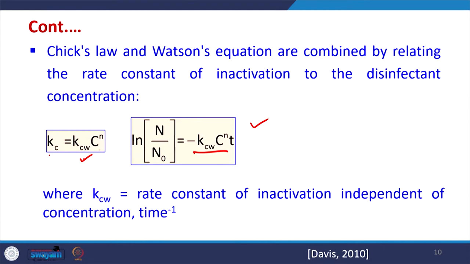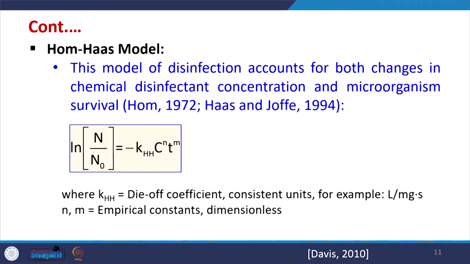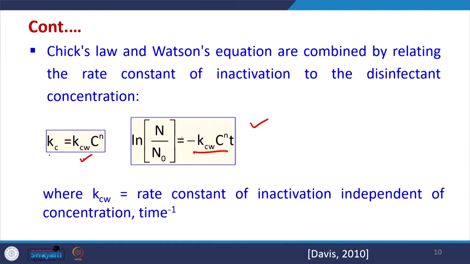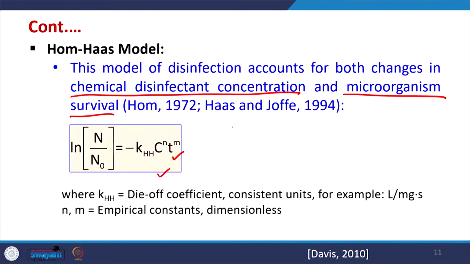So, Kcw is the rate constant of inactivation independent of the concentration, whereas Kc was considered to be dependent upon the concentration of the disinfectant. Then there is another model which is called the Hom-Haas model, and this model of disinfection accounts for both changes in the chemical disinfection concentration and the microorganism survival also. So, this is very similar to Chick and Watson, but here the T raised to M is there. So, remember this is different, where here it is only T. N and M are empirical constants.